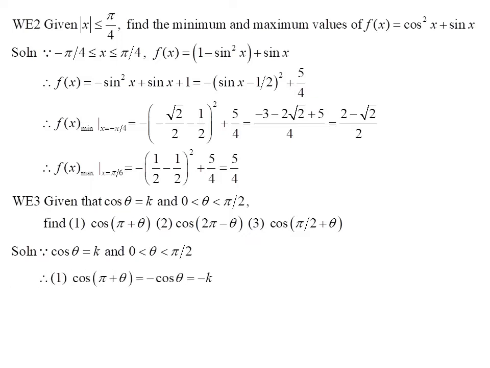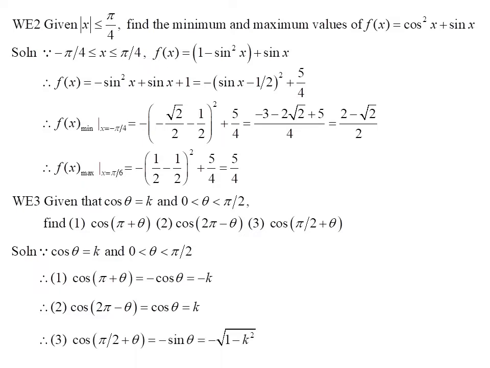As for the first function, since cosine (pi plus theta) equals negative cosine theta, it equals negative k. As for the second question, since cosine (2 pi minus theta) equals cosine theta, it equals k. As for the last question, since cosine (pi over 2 plus theta) equals negative sine theta, it equals negative square root of 1 minus k squared.